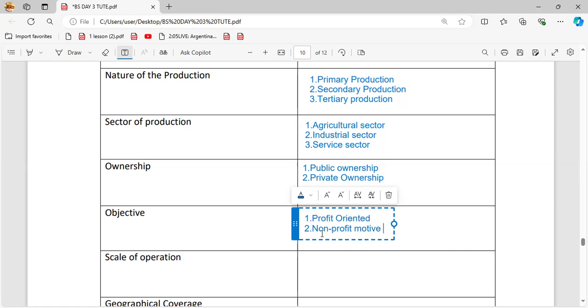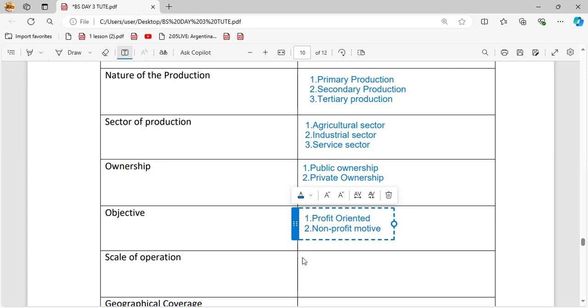Did you understand? In Sri Lanka, there are some businesses, some organizations. Those organizations are doing business, but their main target is not earning profit. They are doing that business for social welfare. Did you understand? For social welfare. But there are some businesses which are profit oriented. Their main goal is earning profits. Therefore, what are the two types of businesses? One is profit, one is non-profit.